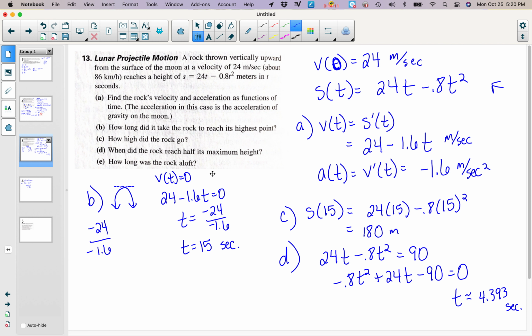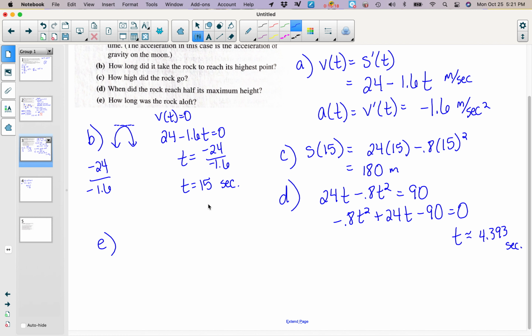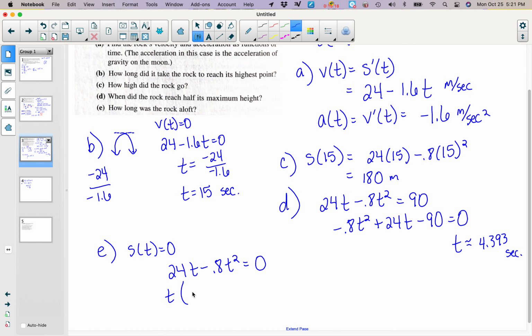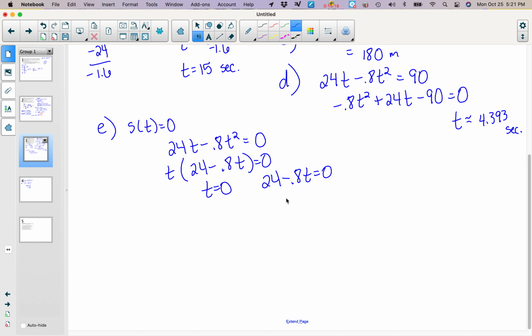So how long was the rock aloft? Well, for part E, we're looking for when the position hits the ground. So we want to know when S of t equals 0. So we can take 24t minus 0.8t squared, set that equal to 0, and we can factor out a t. So we get t equals 0. We're more interested in this other one over here, so we get t equals 30 seconds. Okay, so that takes care of that problem.